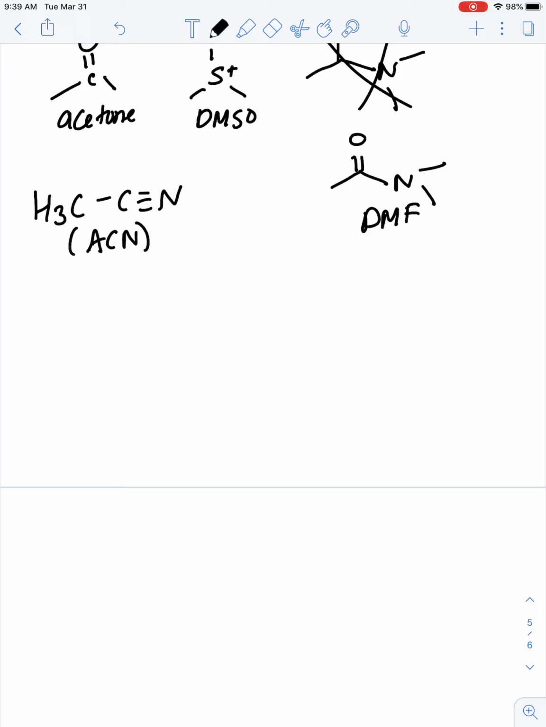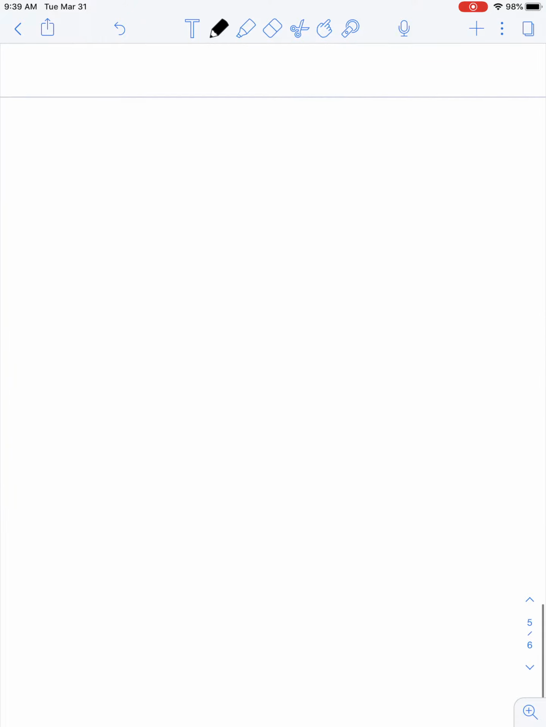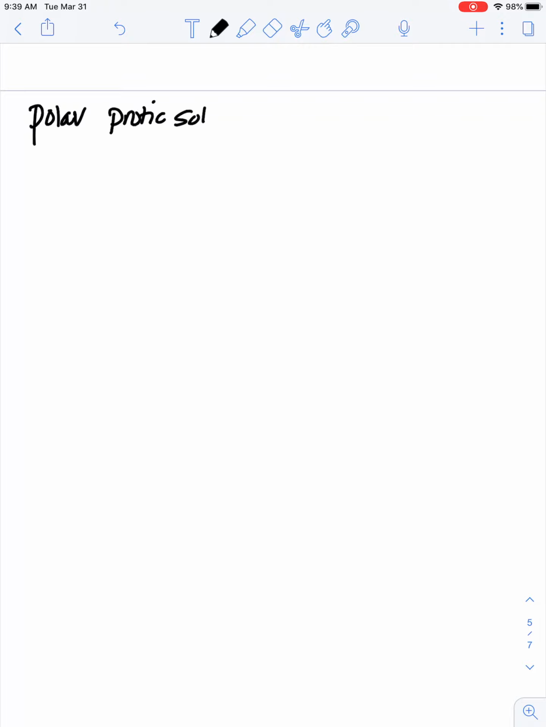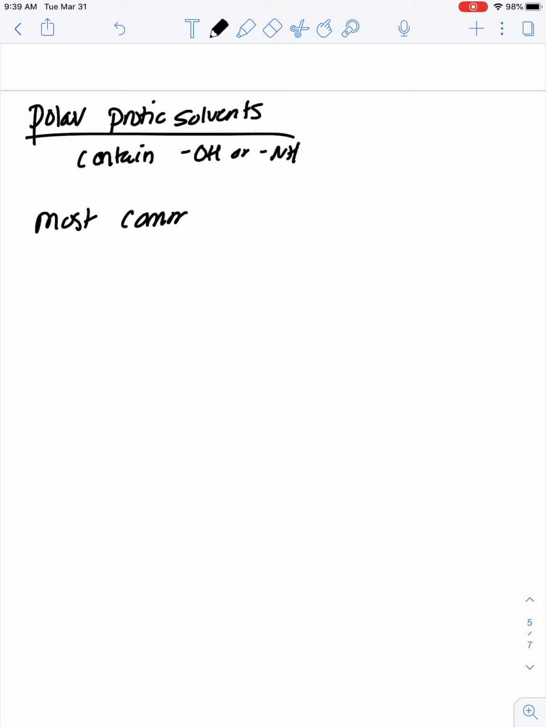So again, it's a lot to look at. We have to think about the electrophile, the nucleophile, and the solvent to know if an SN2 reaction can occur. We also have polar protic solvents. If a polar aprotic solvent cannot hydrogen bond with itself, a polar protic solvent is going to contain either an OH or NH bond for hydrogen bonding. The most common that you will see are water or alcohols.